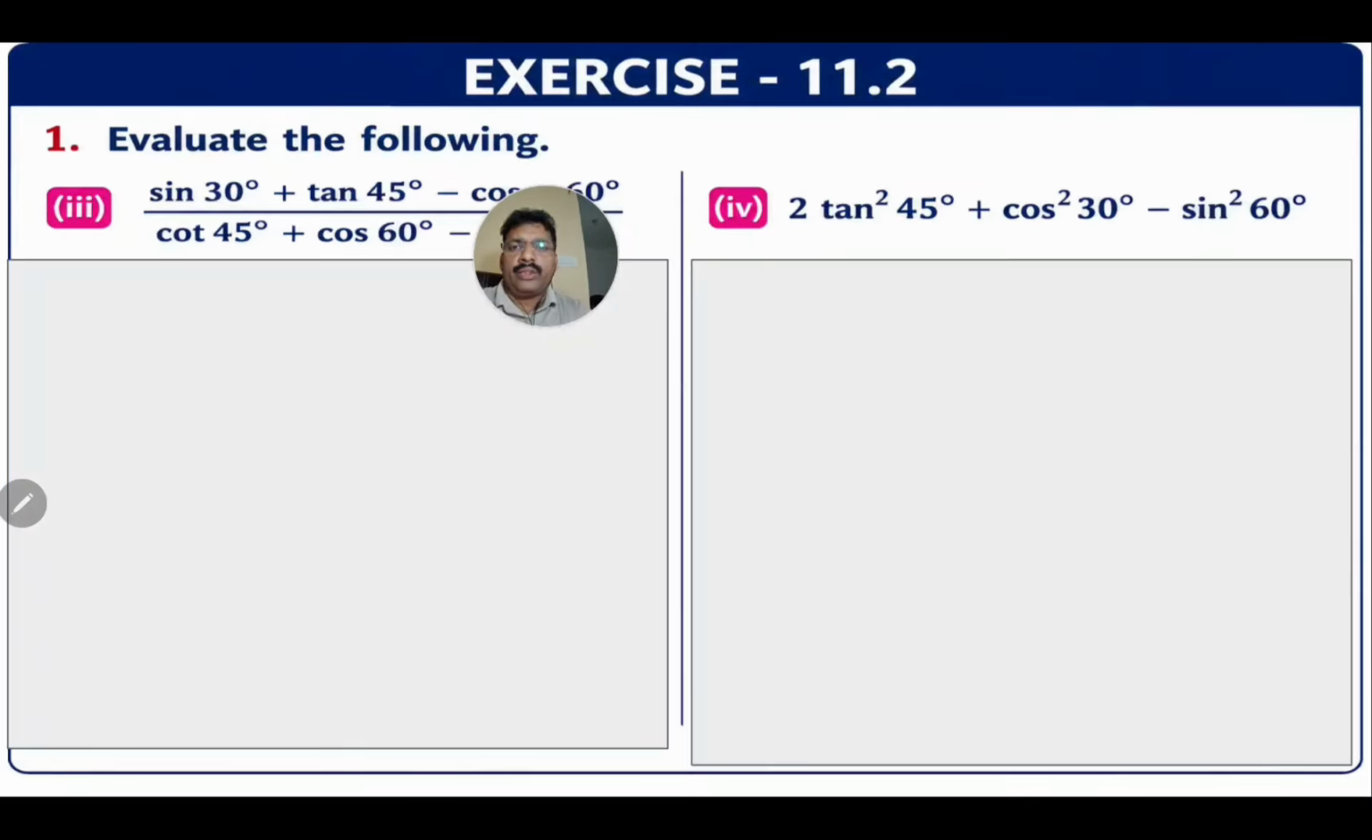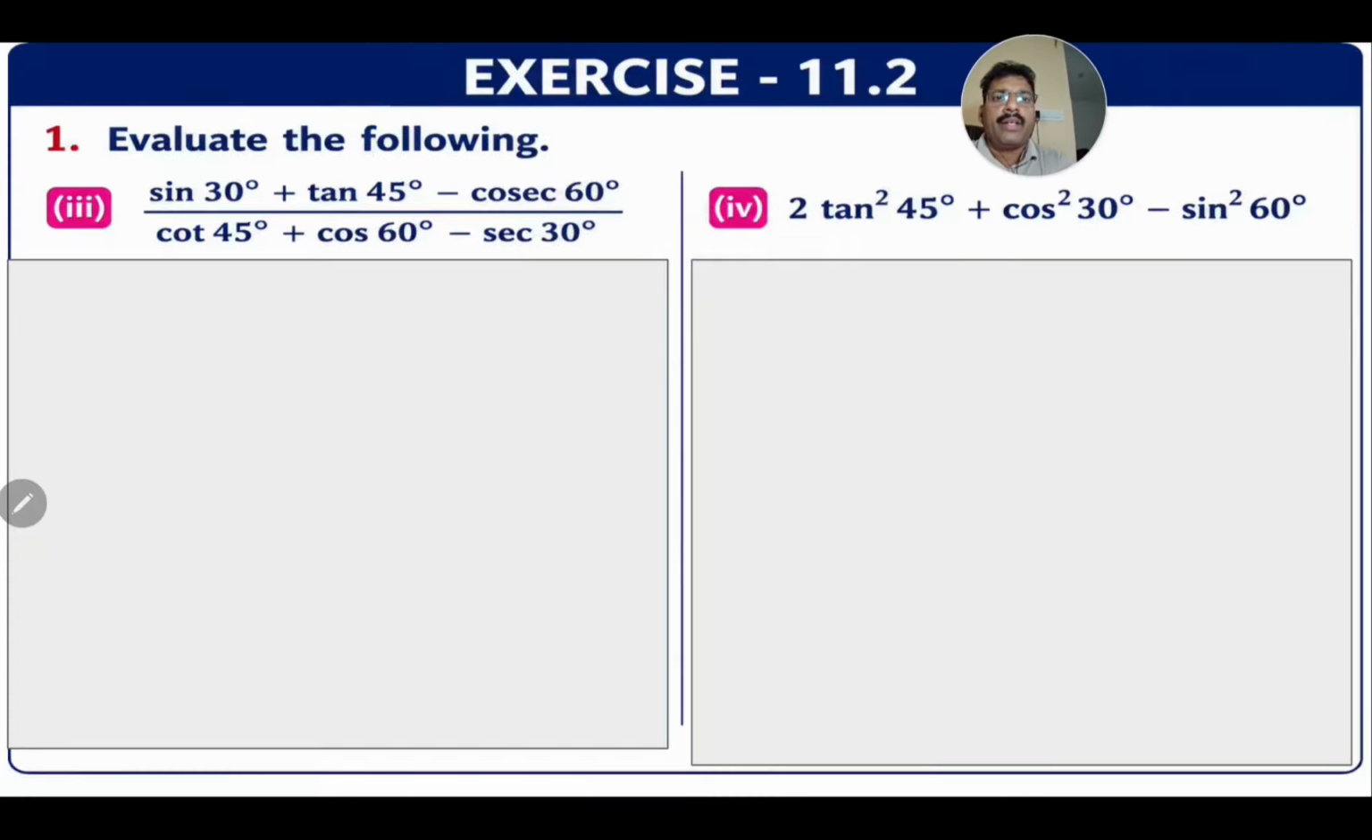We will go for the next question. Exercise 11.2, same first question, the third bit is given here. So what is the third bit here? Sin 30 degrees plus tan 45 degrees minus cosecant 60 degrees divided by cot 45 degrees plus cos 60 degrees minus secant 30 degrees. Here, you know the values.